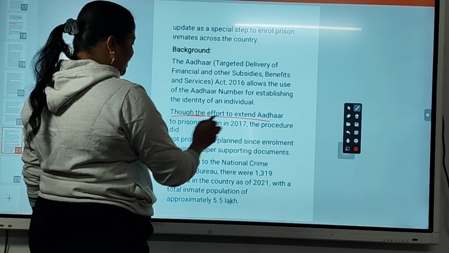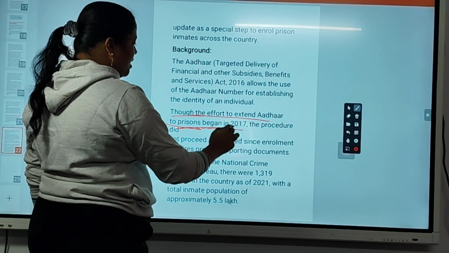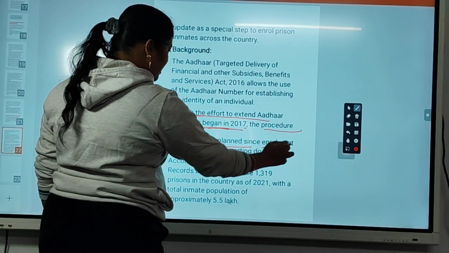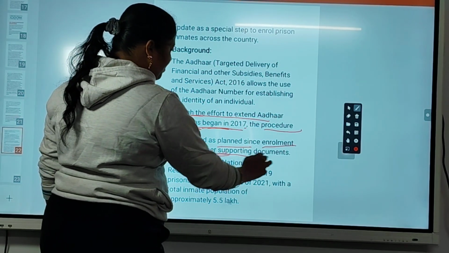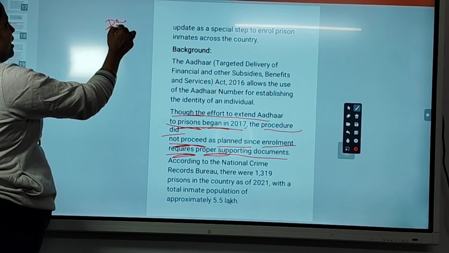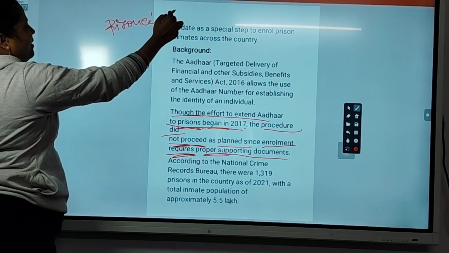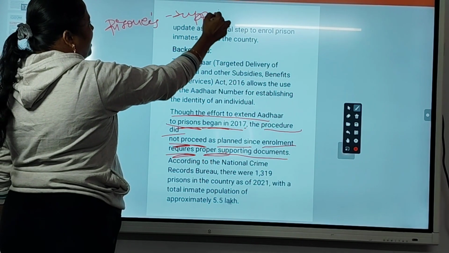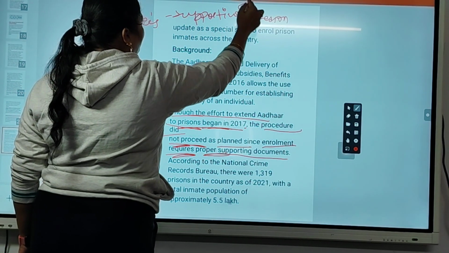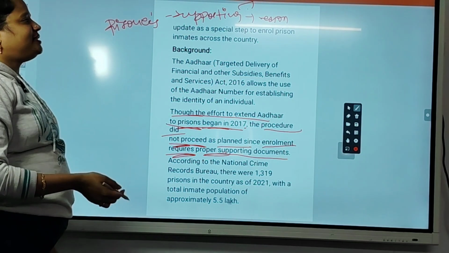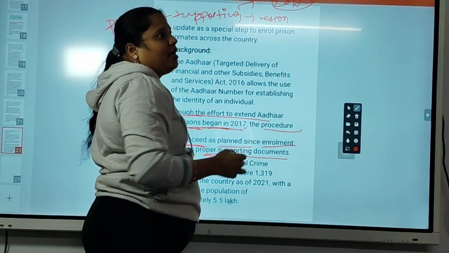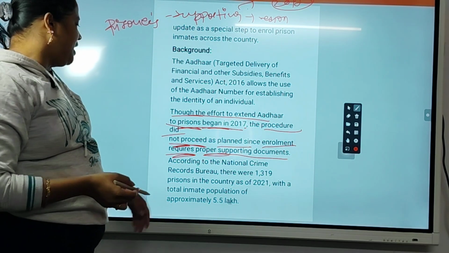Though the effort to extend Aadhaar to prisons began in 2017, the procedure did not proceed as planned since enrollment requires proper supporting documents. Many prisoners don't have correct supporting documents from when they got into prison, and that's the reason the process is late. The process was initiated in 2017, but as of now it is going to be completed.